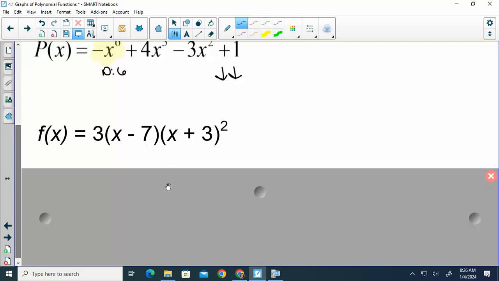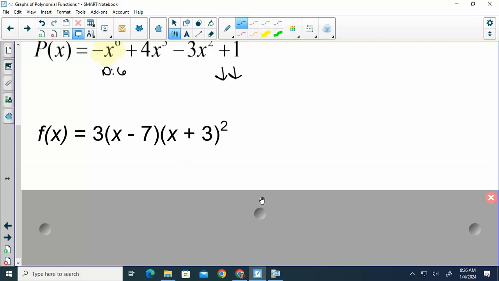All right. This one, what would I have to do first? Multiply it out. But we only really care about the leading term, right? So let's just think about the highest power of x. We have a 3. In this parenthesis, my highest power would just be an x. In this parenthesis, we would end up with an x squared. So if we multiply it all together, my leading term would be 3x cubed. What's the degree of that? 3. It's a positive coefficient, so what's my end behavior?